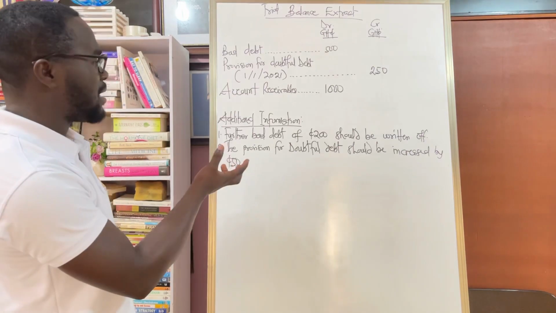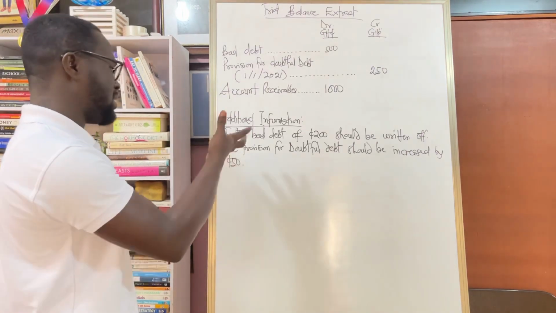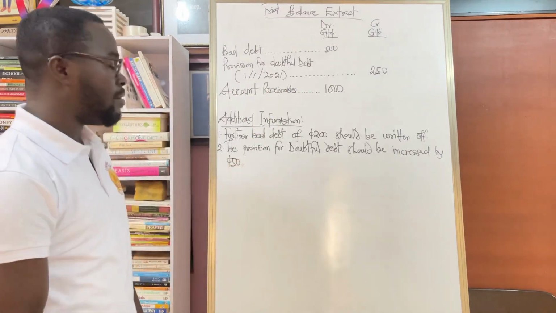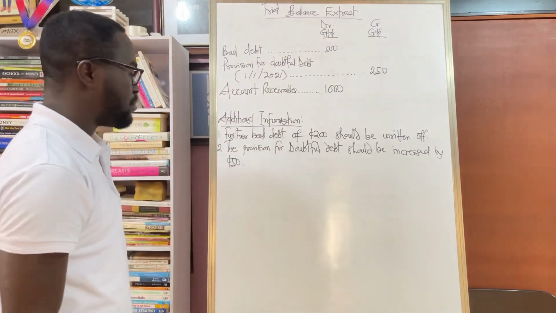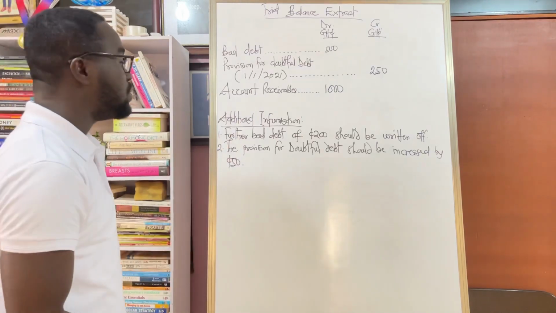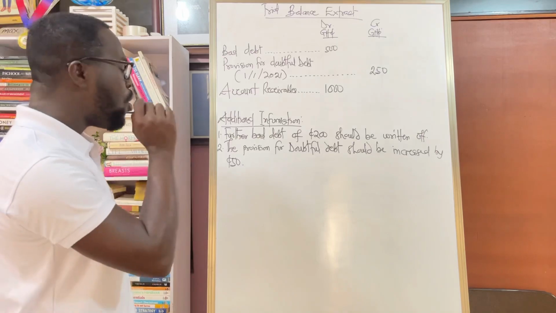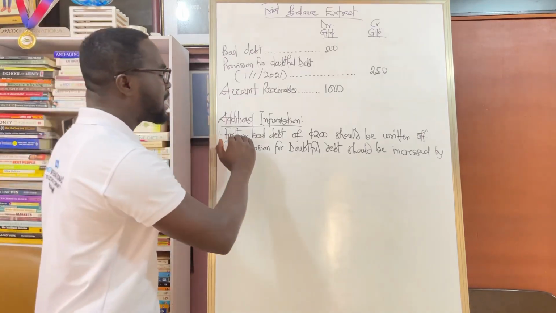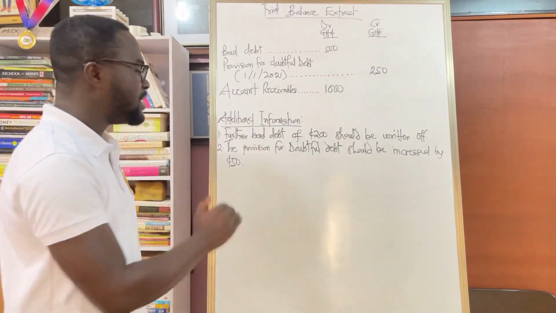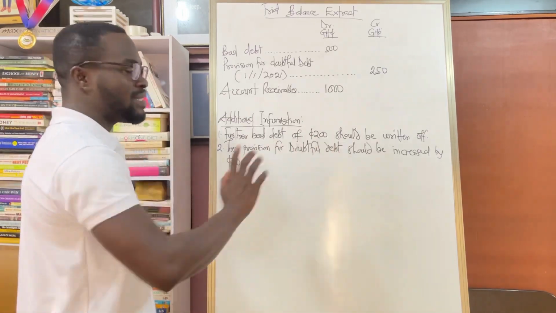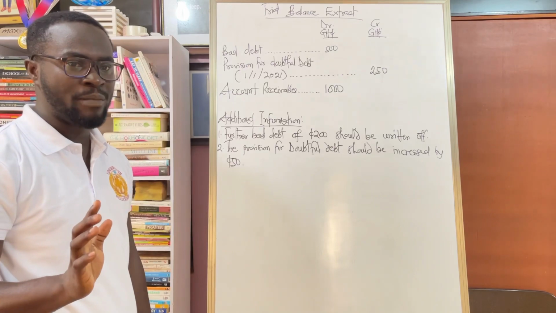This is a typical scenario of how you can meet a very complex question with respect to bad debt and provision for doubtful debt. In the additional information, you see further bad debt of 200 cedis should be written off. It is not always that you are going to get a clear statement like this. This is one of the cheapest additional information you can get in respect of bad debt.